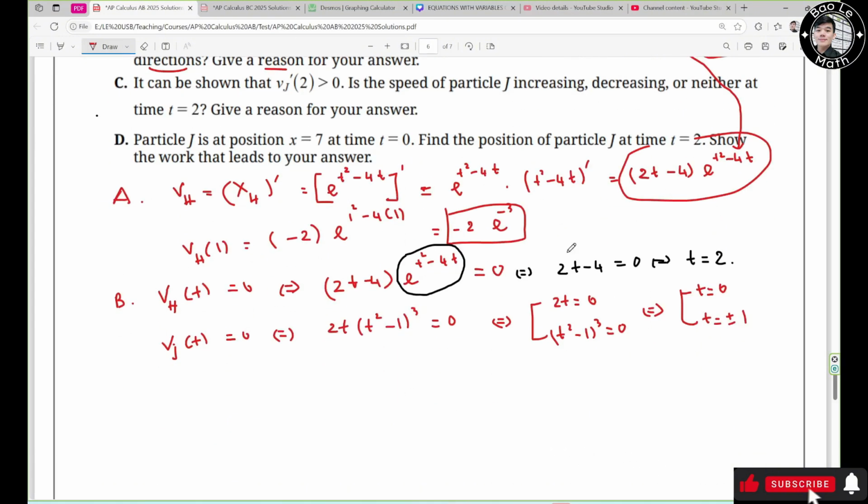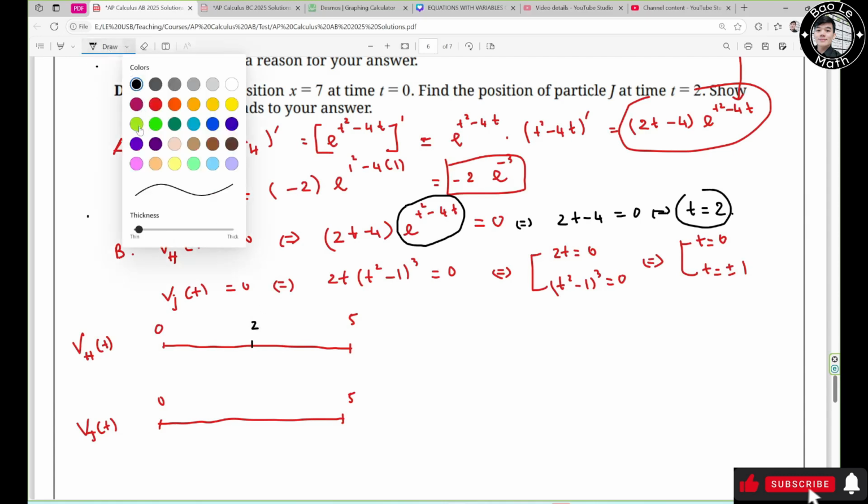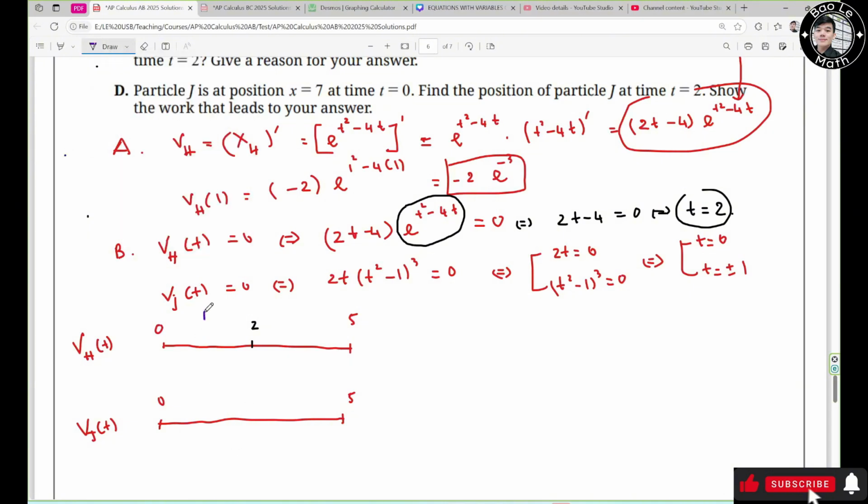Now you put this on the number line and you check the sign, right? Remember that the interval from 0 to 5 is 0, this one is 5. Now this is vh of t. The second one is going to be 0, 5, and this is vj of t, right? For the first one, t equals 2 right here, right? So t equals 2. Now I need to pick a number within this interval right here. So I pick number 1, right?